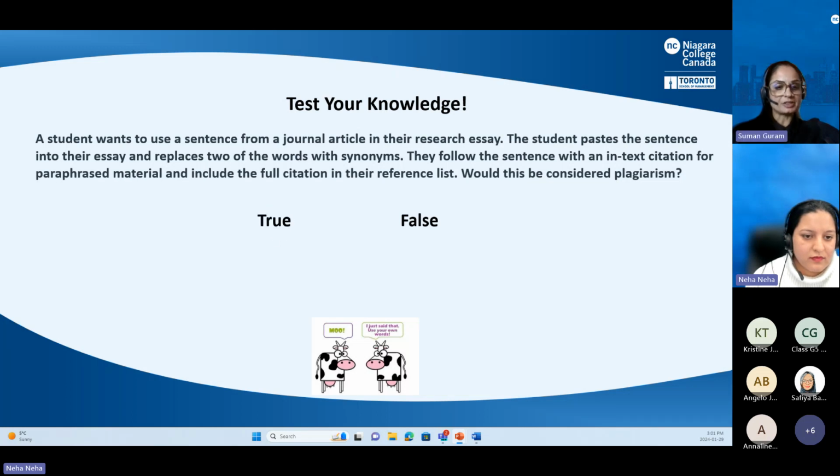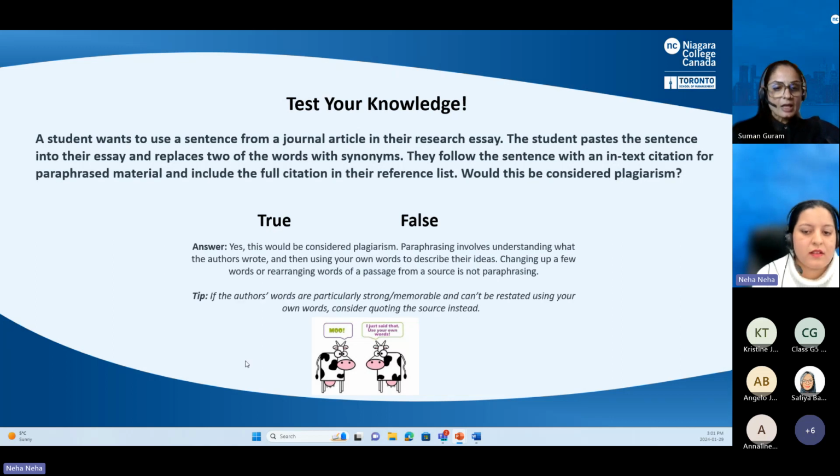Yes, it would be considered plagiarism. Paraphrasing involves understanding what the authors wrote and then using your own words to describe those same ideas. So, changing up a few words or rearranging some of the words from a source is not paraphrasing.